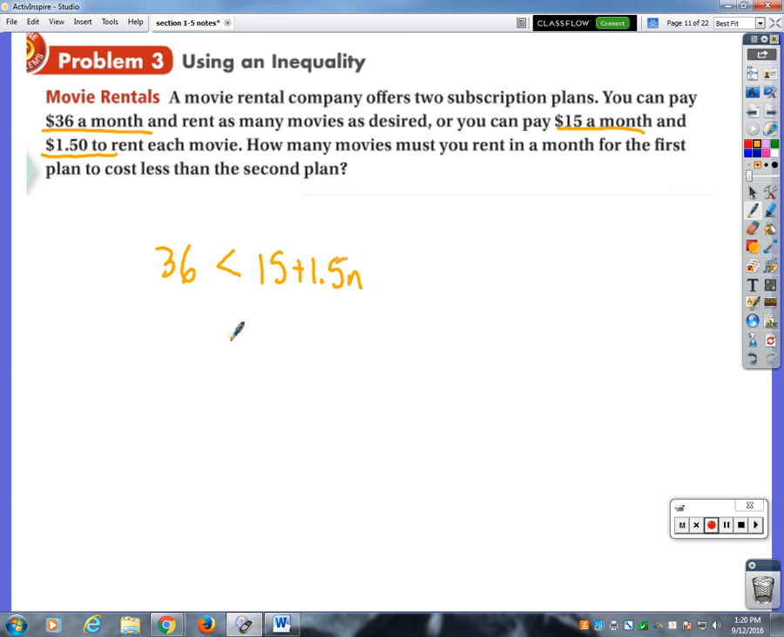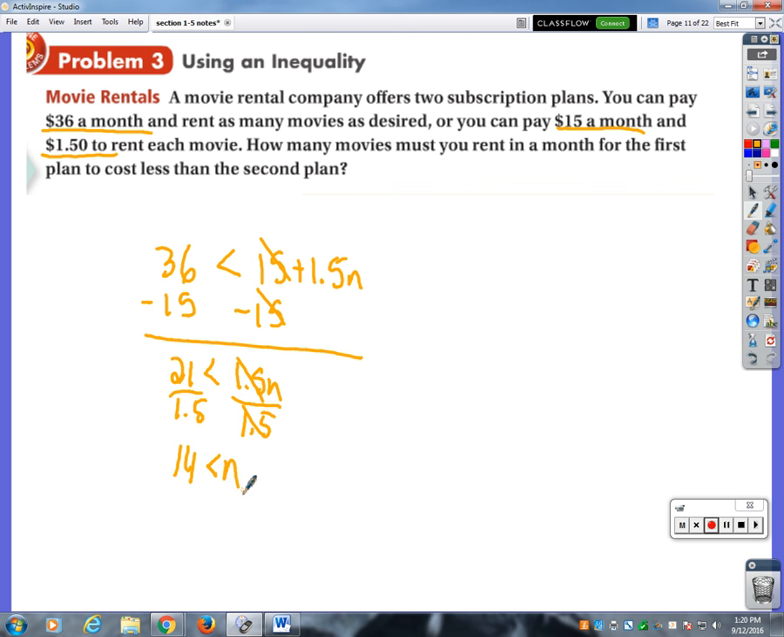How do I solve this? 2 quick steps. Subtract 15 from both sides. So 36 take away 15 is 21. These cancel, 1.5n, and then I heard it already, what? Divide by 1.5. Anybody have 21 divided by 1.5 right off the top of their head? 14, even? Yeah. Okay. All right. So the number of movies has to be greater than 14, okay?